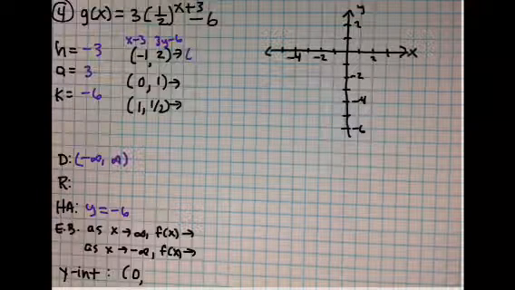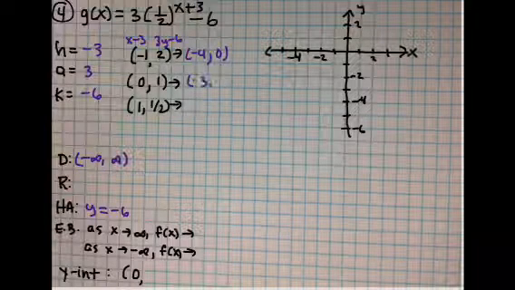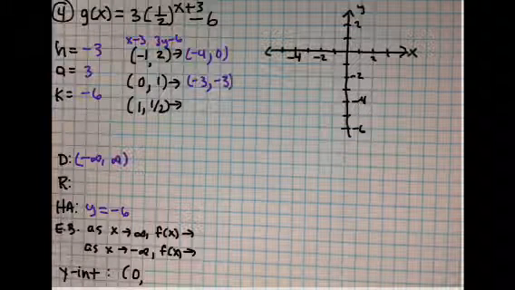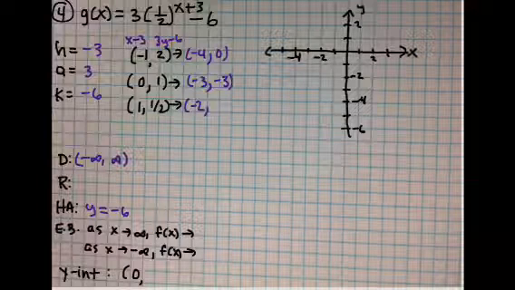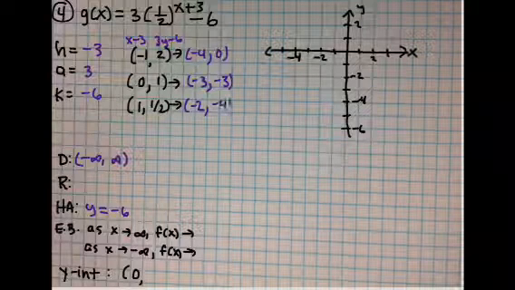Negative 1 minus 3 is negative 4. 3 times 2 is 6. 6 minus 6 is 0. 0 minus 3 is negative 3. And then 3 times 1 is 3. 3 minus 6 is negative 3. 1 minus 3 is negative 2. 3 times a half is 3 halves. That's 1 and a half. So that minus 6 gives you negative 4 and a half.